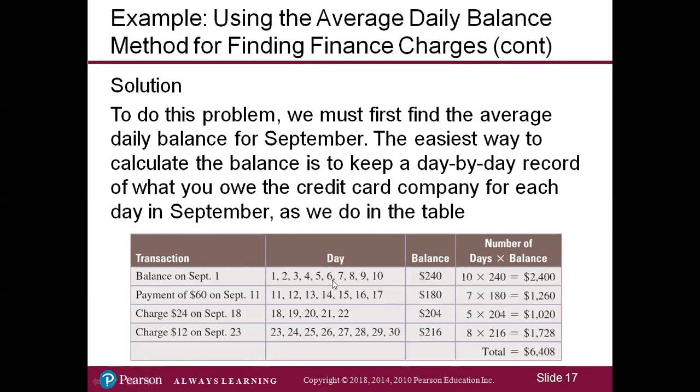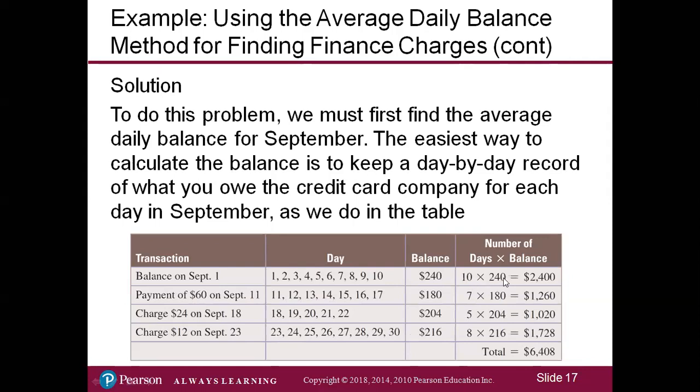So for the first 10 days, your balance stayed at $240. Then on the 11th, we made a payment of $60, which brought our balance down to $180, and our balance stayed at $180 until on the 18th, we made a charge of $24, bringing our balance up to $204 for the following 5 days, until on the 23rd, we made a charge of $12, bringing our balance up to $216 for the rest of the month.